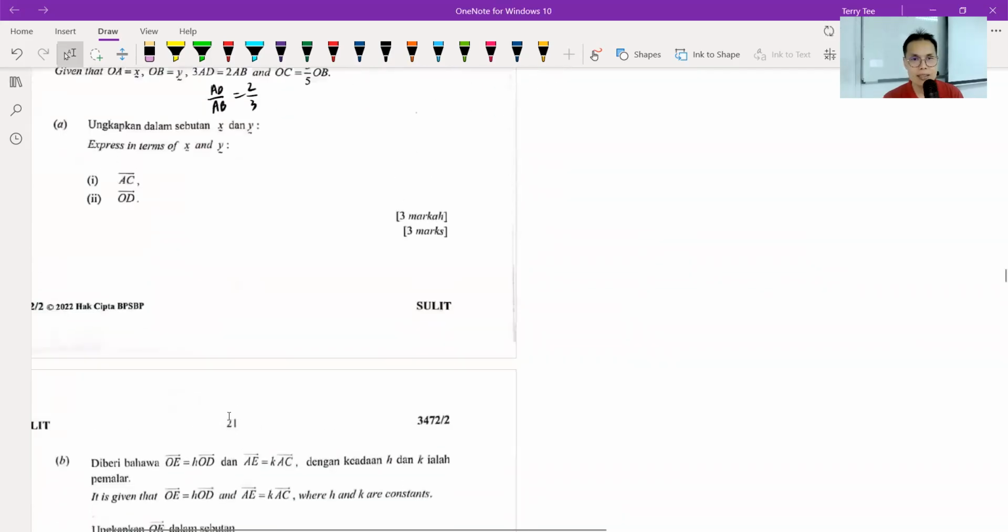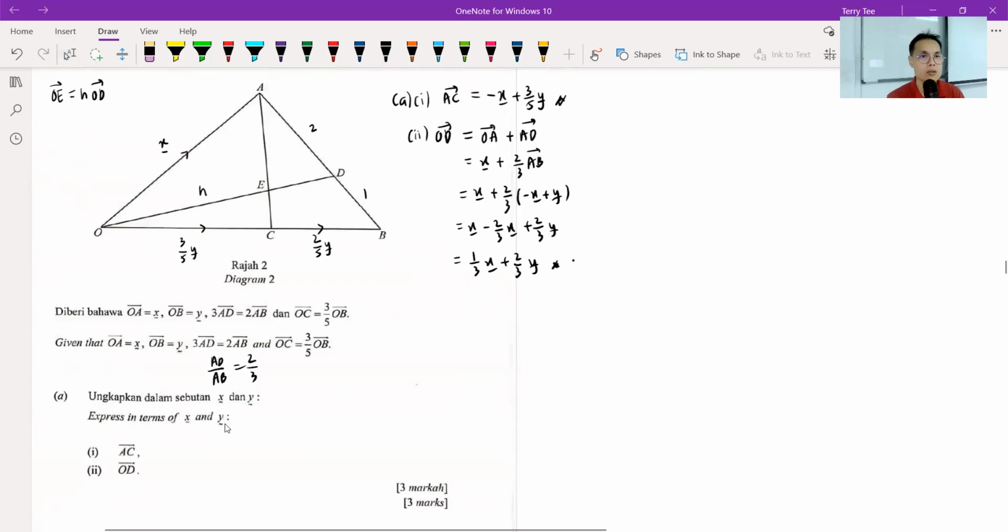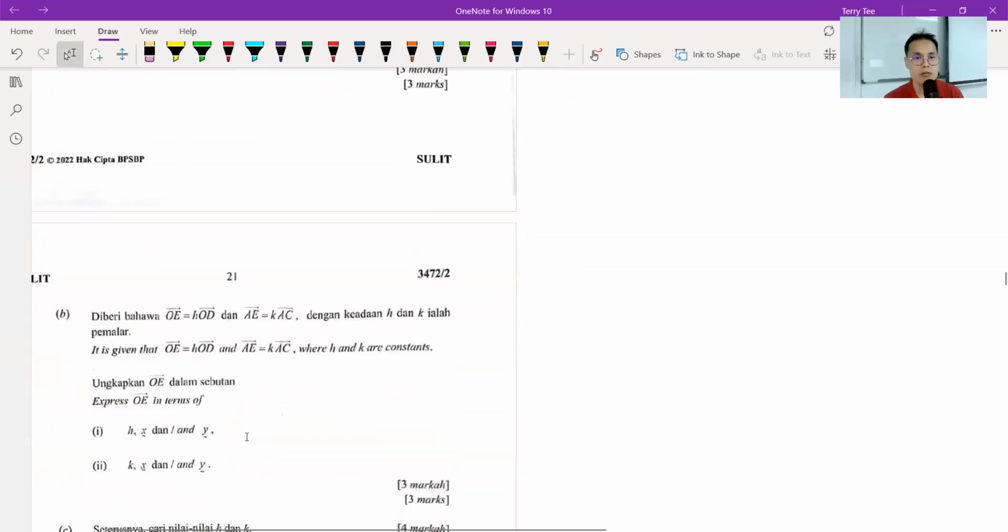Next, AE equals KAC. That means A to E is K, the whole thing AC is 1. Again, I don't have to write that, I just write K. So I'm supposed to use these two pieces of information to find OE in terms of H and OE in terms of K.